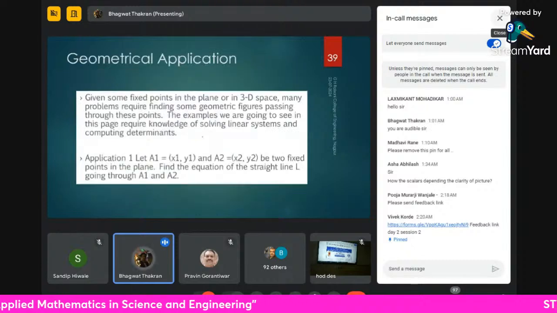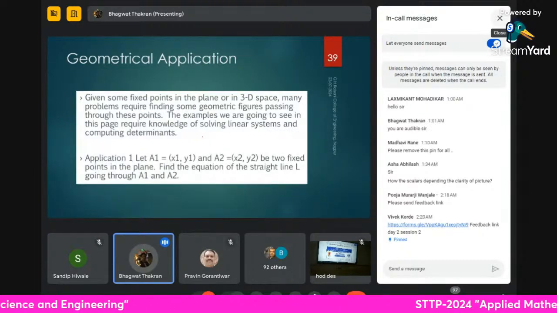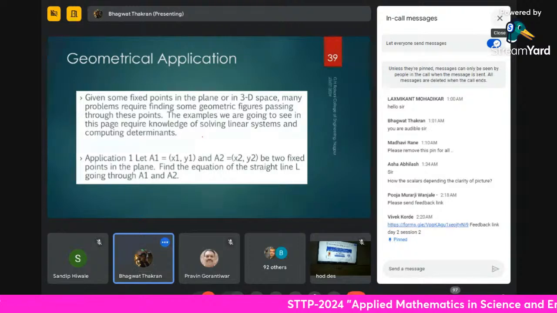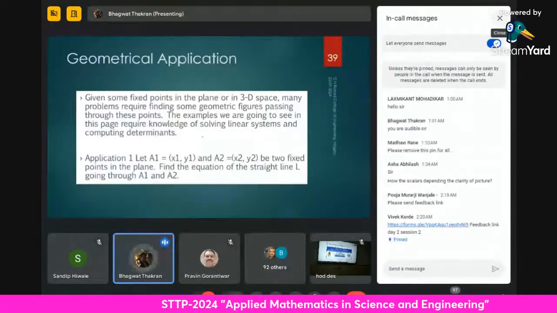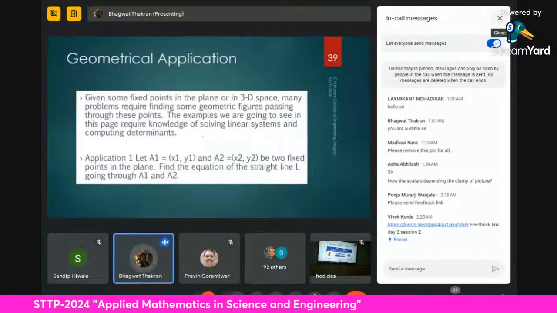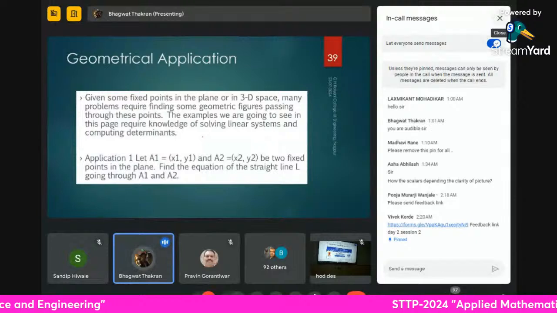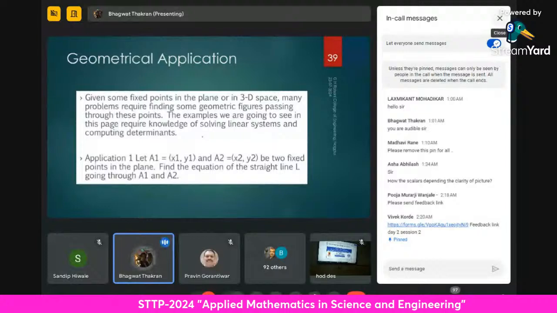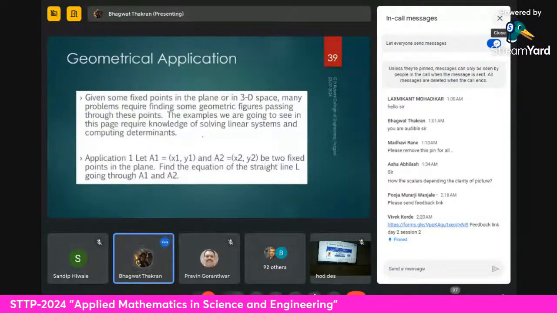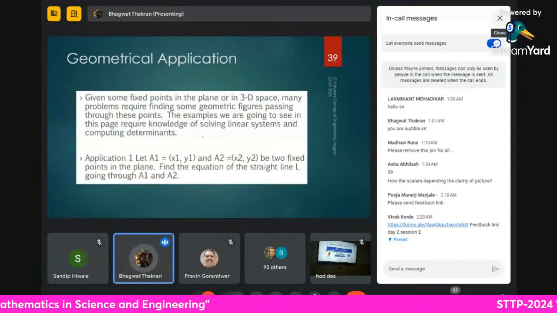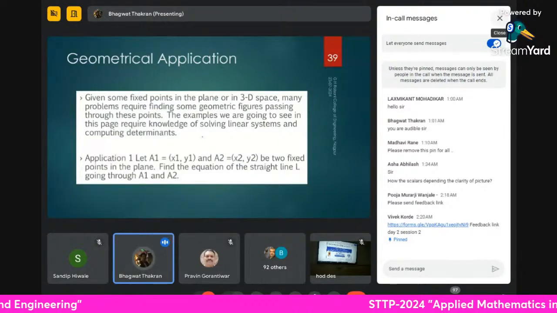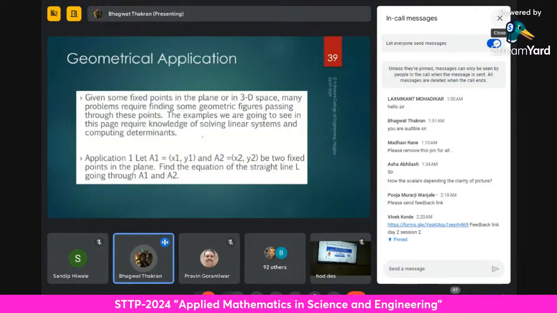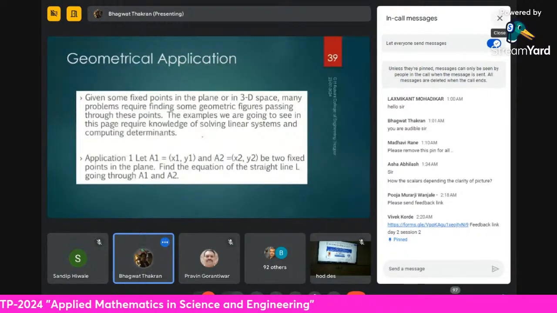But the best part is the geometrical application. See, geometrical applications we have seen in many cases from our schooling time. How to find the equation of a line, how to find the equation of a plane. If 2 points are given, how to find the equation of a circle if center and radius are provided, right? All these examples we have seen. Now let us do the same thing using matrices and determinants.